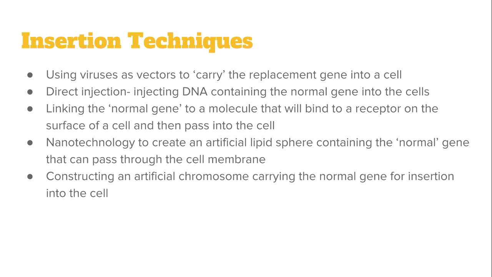So they've tried these 5 processes. The first is using viruses as vectors to carry the replacement gene into a cell. They've tried direct injection, where they've injected DNA containing the normal gene into cells, linking the normal gene to a molecule that will bind to a receptor on the surface of a cell and then pass it into a cell. Nanotechnology has been used to create an artificial lipid sphere, which contains the normal gene that can pass through the cell membrane. And the last is by constructing an artificial chromosome carrying the normal gene for insertion into the cell.